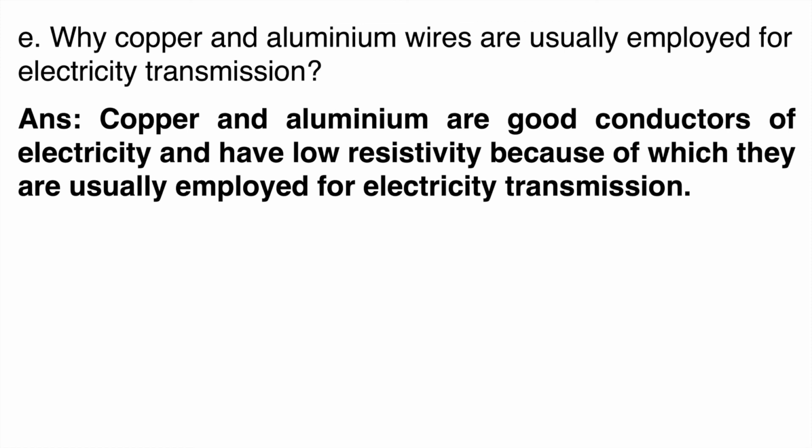Next question: why are copper and aluminium wires usually employed for electricity transmission? For electricity transmission, we should always use good conductors. Copper and aluminium have very low resistivity values, which means they are very good conductors of electricity. That's why we use these metals for electricity transmission.